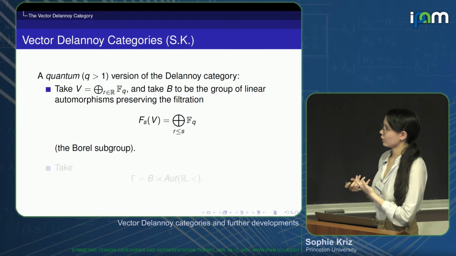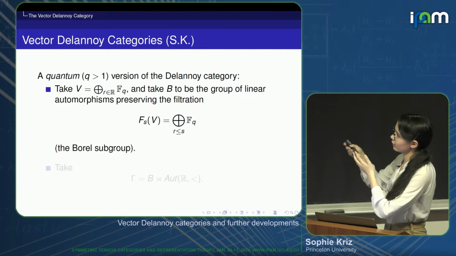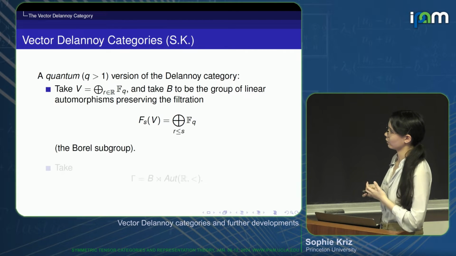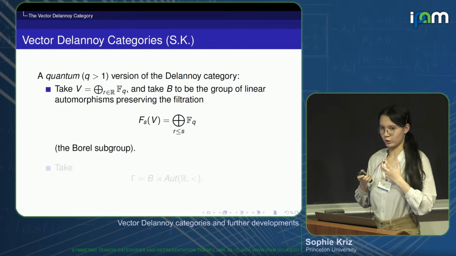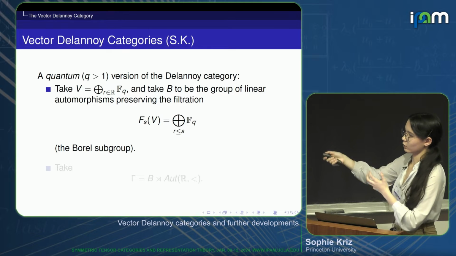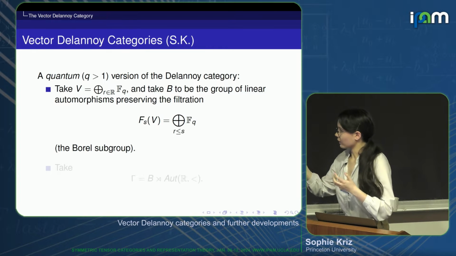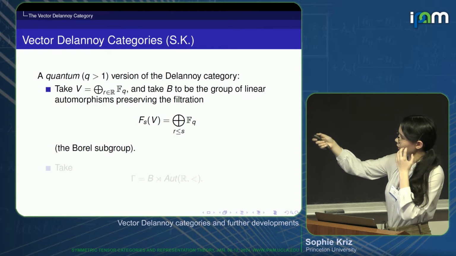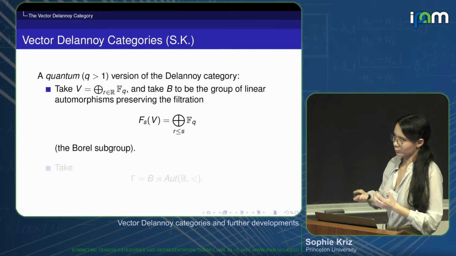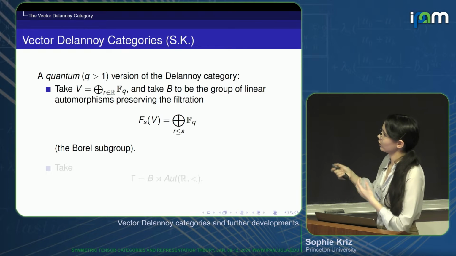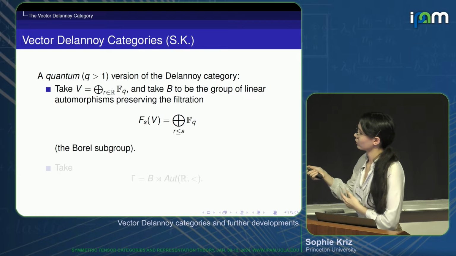OK, so the title of this talk is referring to these vector Delannoy categories, which is my construction of a q greater than 1 analog of the Delannoy category. So it might become clear what I mean by that, but first let me describe the oligomorphic group construction of these vector Delannoy categories.